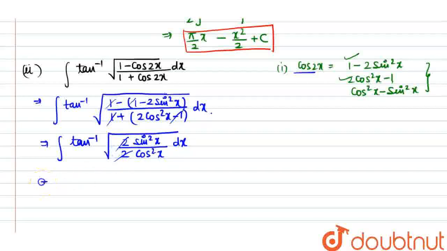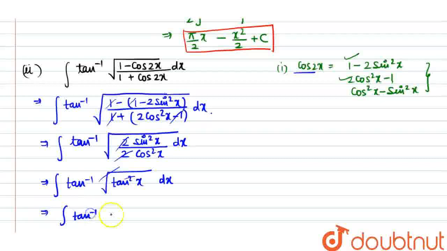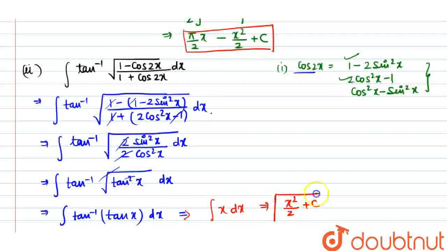Again 2 and 2 will be cancelled out, so integration of tan inverse, and we know sin square x upon cos square x means tan square x dx. Now square and root will be cancelled out, so integration of tan inverse tan x dx. So tan and tan inverse will be cancelled out as they are inverse functions. So x dx will be remaining, and integration of x is x square upon 2 plus the integration constant. So we can say that the integration of the second part is x square upon 2 plus c.